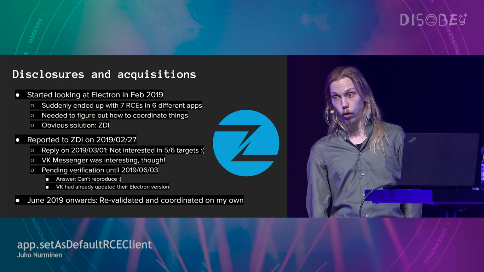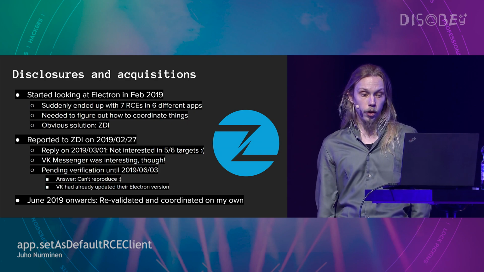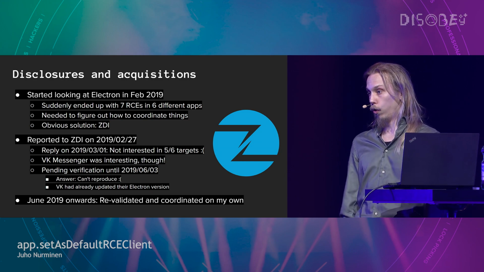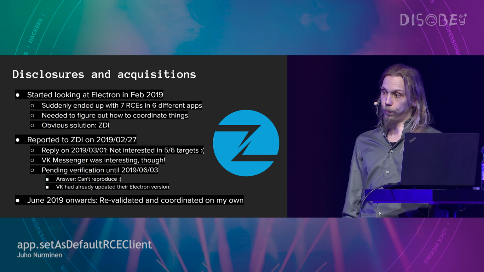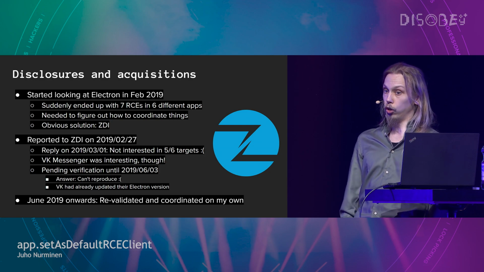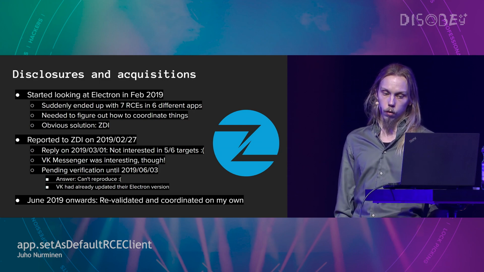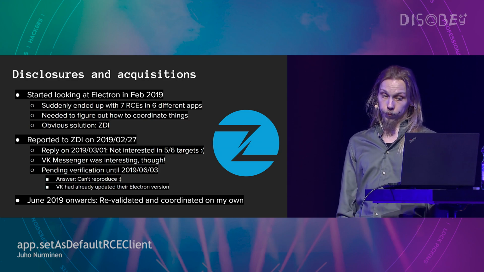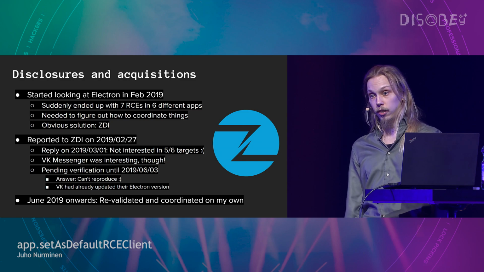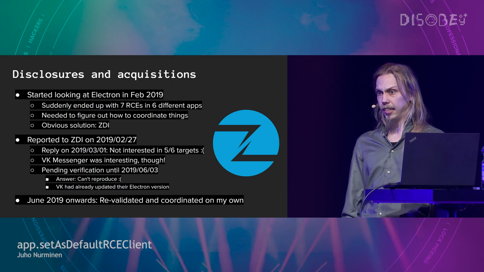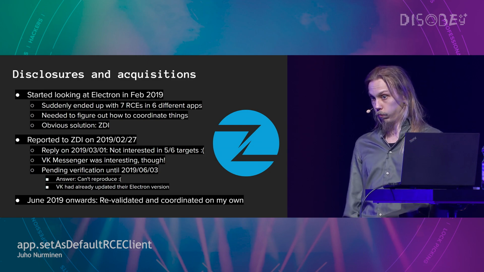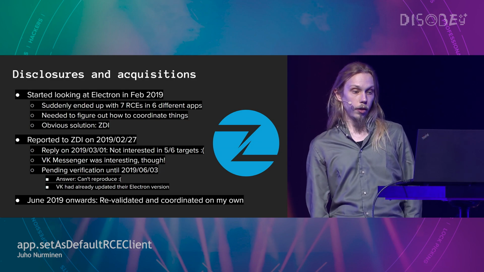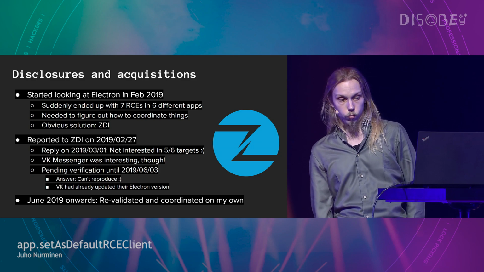Unfortunately, the process from there on was exactly the opposite. It was complete radio silence from ZDI for the next whole 3 months. And what was more disappointing was the response when I finally got it in June. ZDI had tested the exploit against VK Messenger and determined that, no, it doesn't work. What had happened is that VK Messenger had already updated their Electron version, and ZDI was testing against the latest release of VK Messenger. So it wasn't vulnerable to the command line issue.